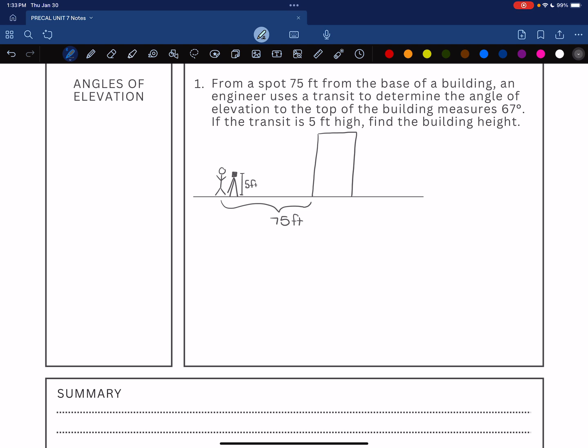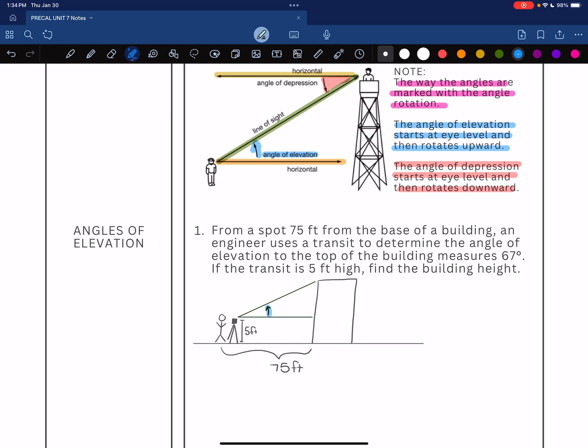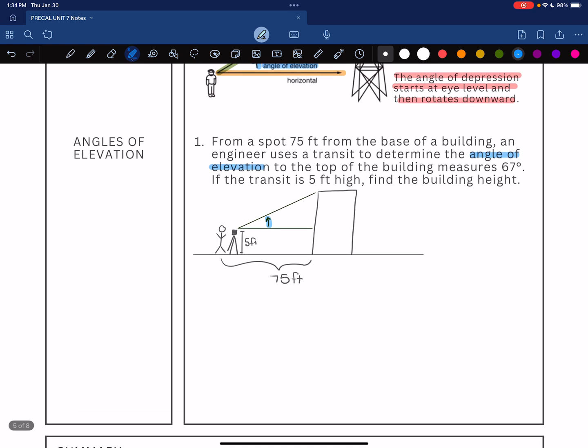And we are aware of the fact that the angle of elevation to the top of the building measures 67 degrees. So if it's an angle of elevation, that means it's got to start here at this eye level and rotate upward, like we saw is true for our angles of elevation above. This is an angle of elevation. So we start at the eye line and then look upwards. And that angle of elevation is an angle that is 67 degrees.